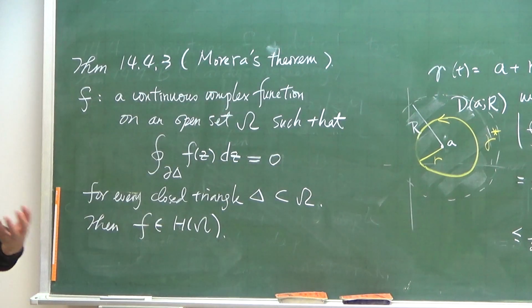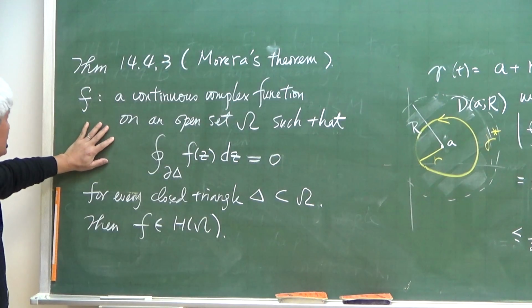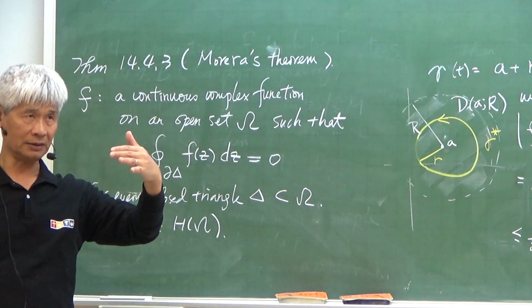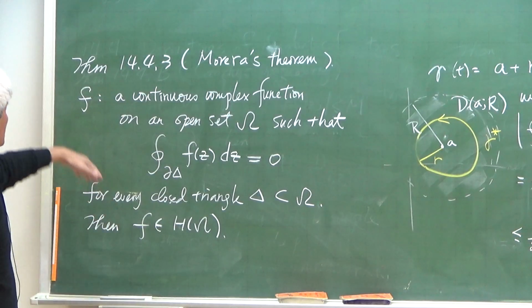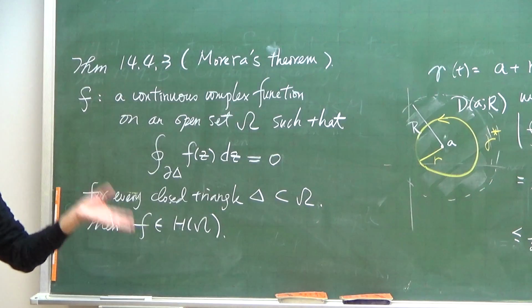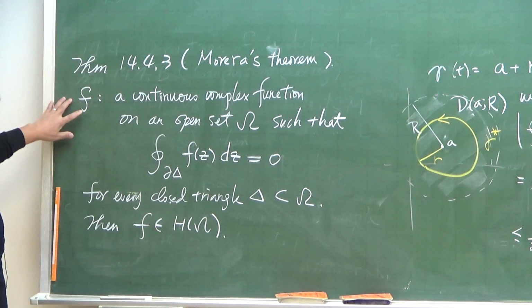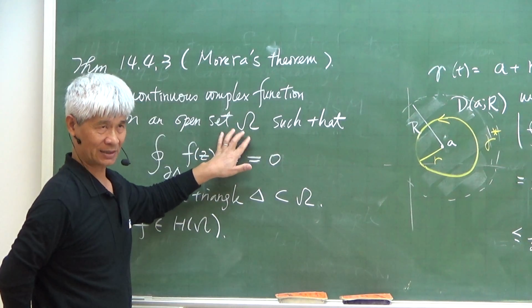Once you are given a complex function, can you justify it is analytic? Here, Morera's theorem gives you a positive answer. Of course, we proved that any analytic function is continuous, so continuity is necessary. You should have a continuous complex function, because without continuity we cannot say anything about differentiability. So first of all, you should have a complex function which is continuous on an open set.